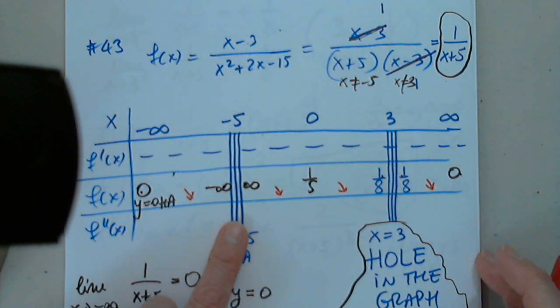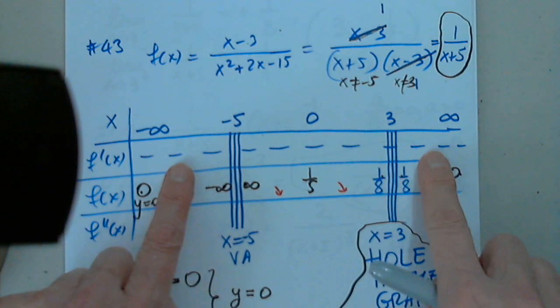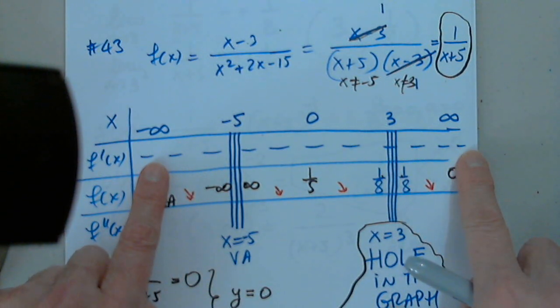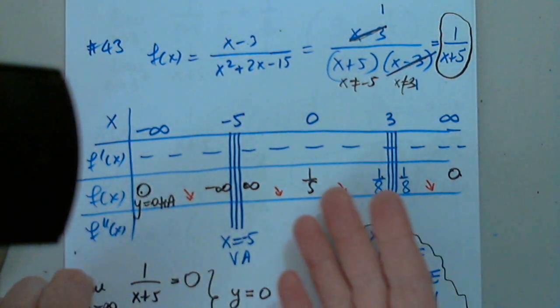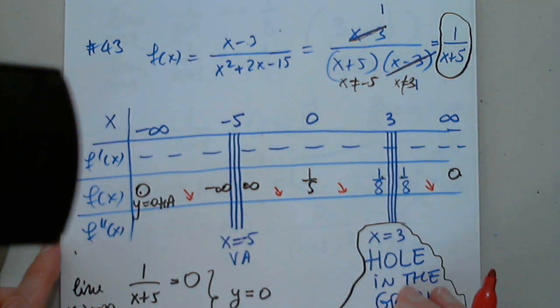So far, so good. No max min, because the first derivative doesn't change sign. That's why it's always decreasing. It cannot have a max min. If it's always decreasing, it never turns.